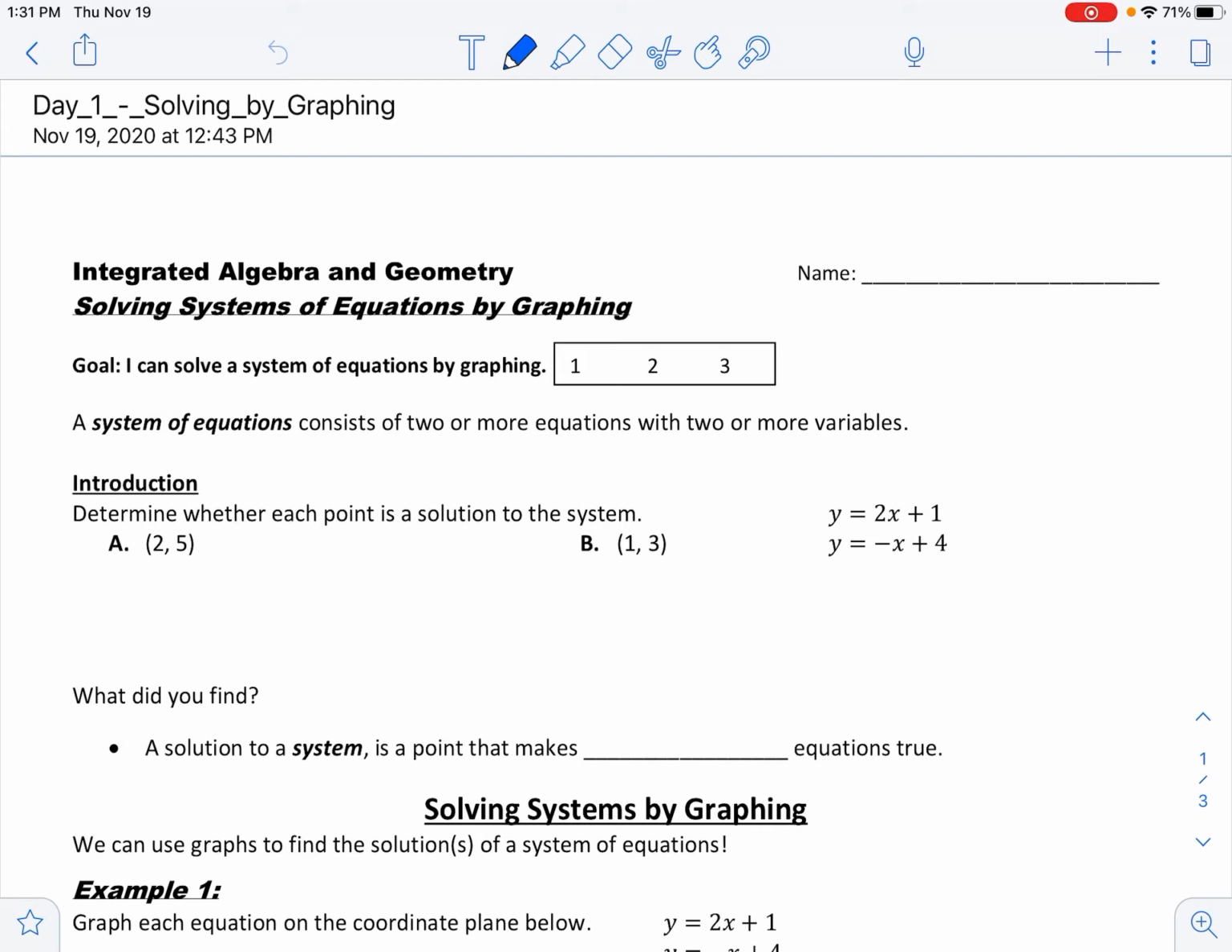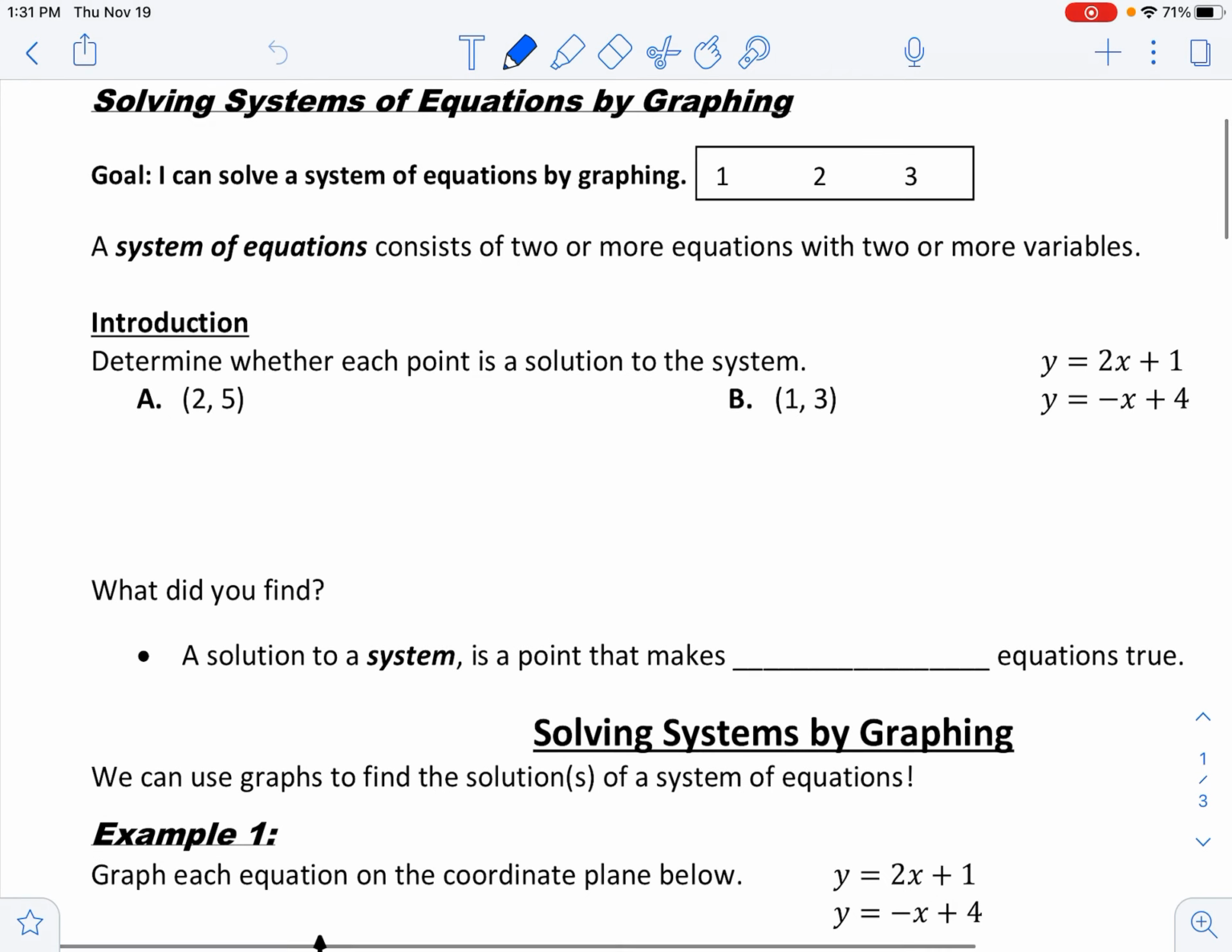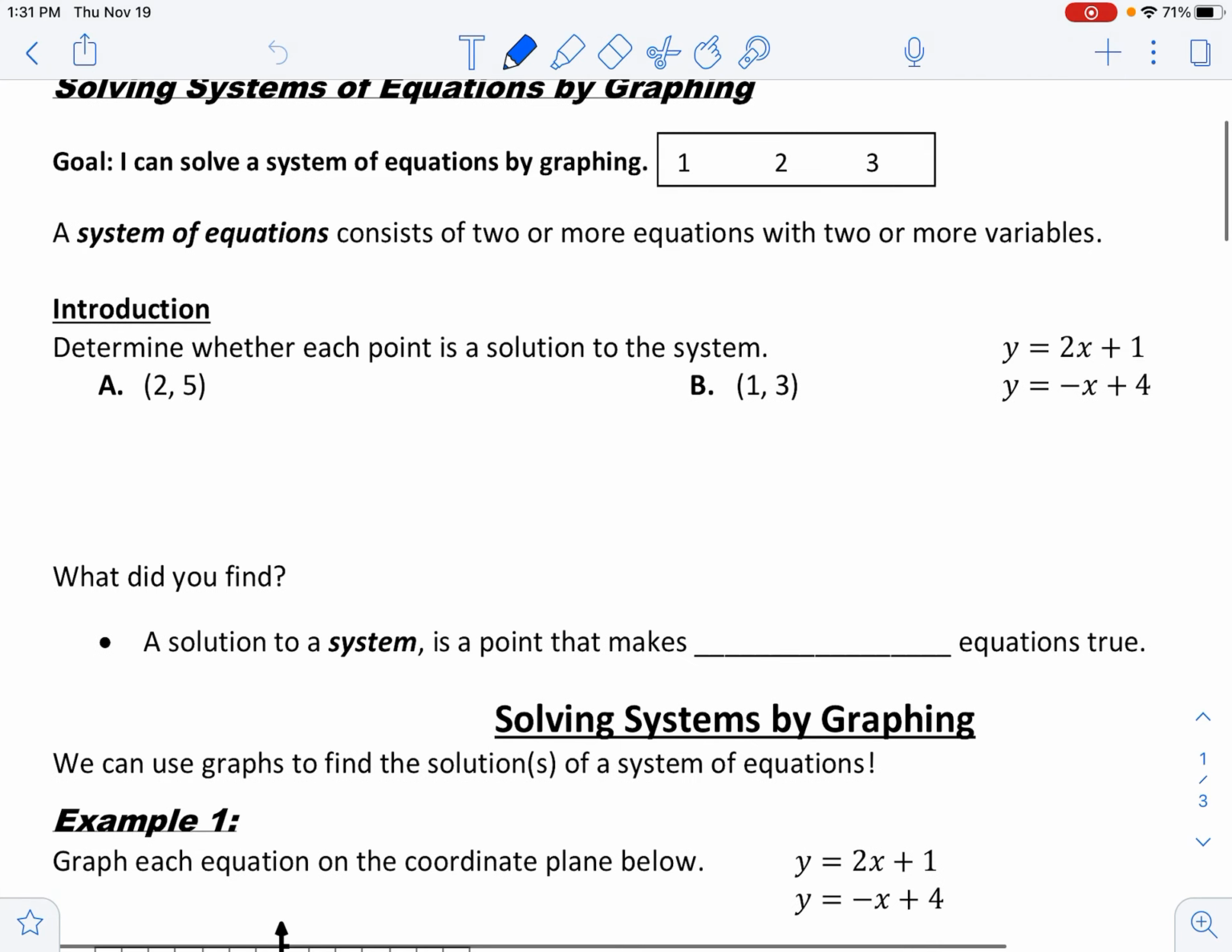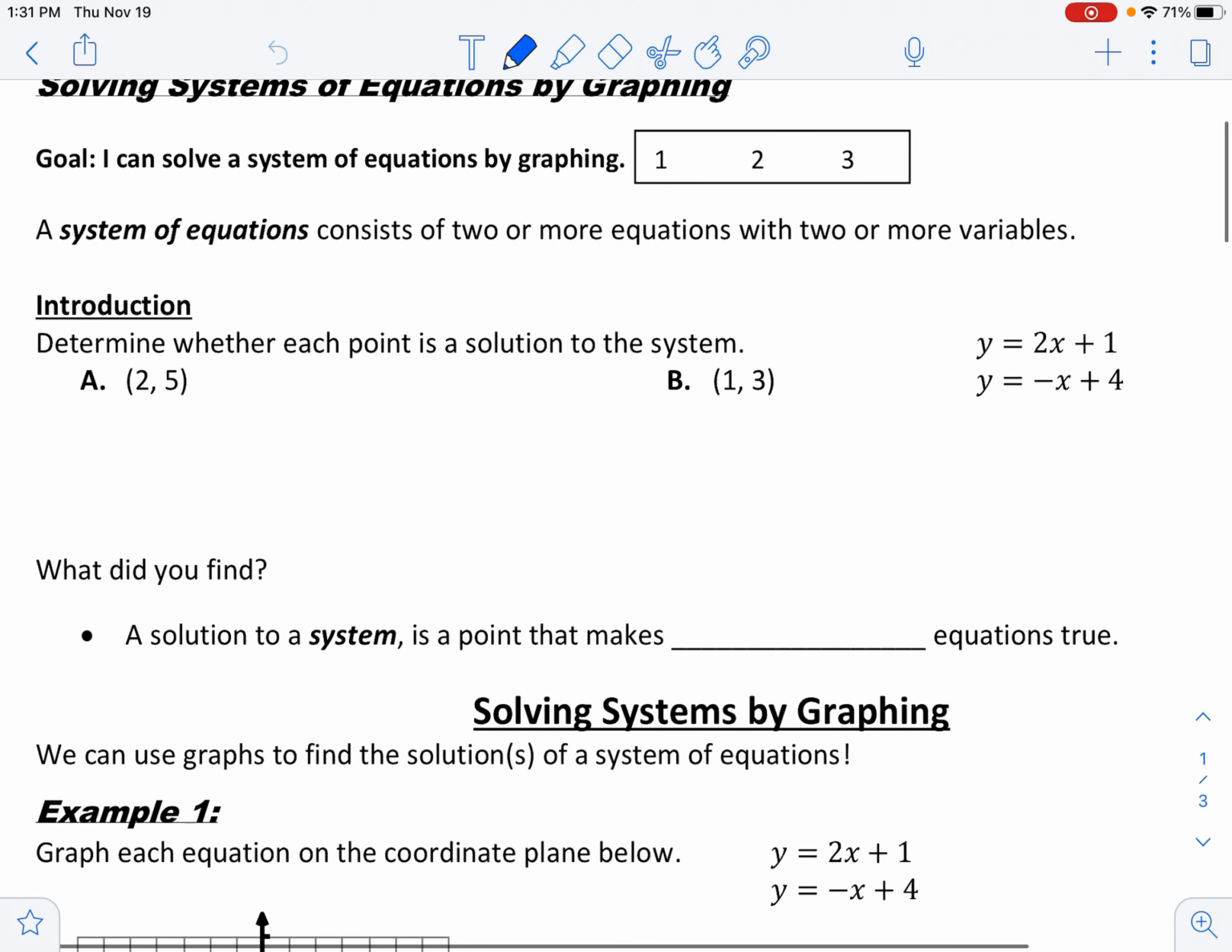All right, so chapter 6 is on solving systems of equations by graphing, substitution, elimination, and then solving systems of inequalities. We're going to start today with solving systems of equations by graphing. So go ahead and pre-rate yourself on there. The goal is I can solve a system of equations by graphing.